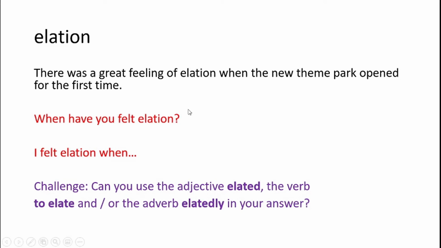Okay, so I'm going to ask you about it. When have you felt elation? Again, you can use that sentence starter then, I felt elation, or you can try and write a slightly longer sentence to include it. And as a challenge, could you use the adjective elated, the verb to elate, or the adverb elatedly in your answer? So have a go at that.